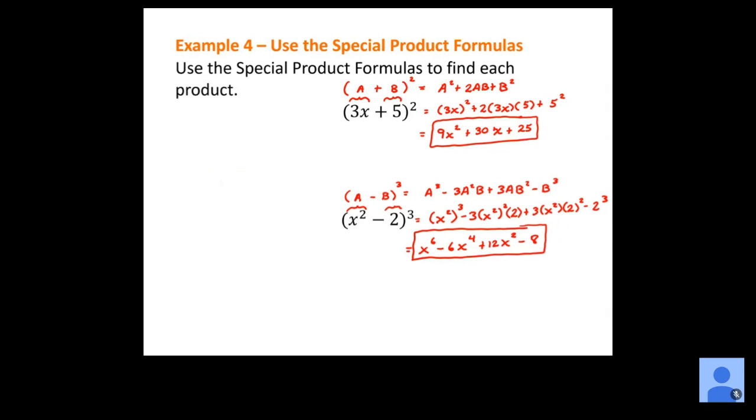Now, again, if you wanted to do this by hand and just take the x squared minus 2, multiply it by itself 3 times, simplify everything, you're going to get exactly the same answer. Okay, so the formulas are a shortcut. It does definitely shorten that process. There's fewer steps. But if you ever do forget the formulas, you can always just manually go through and multiply x squared minus 2 times x squared minus 2 times x squared minus 2, and you should get the same answer.